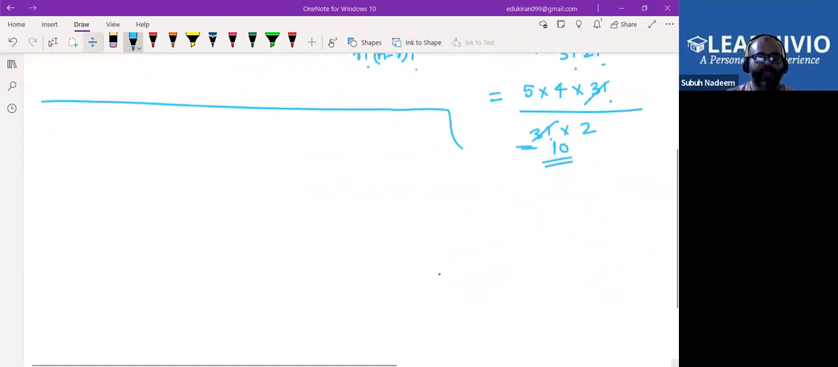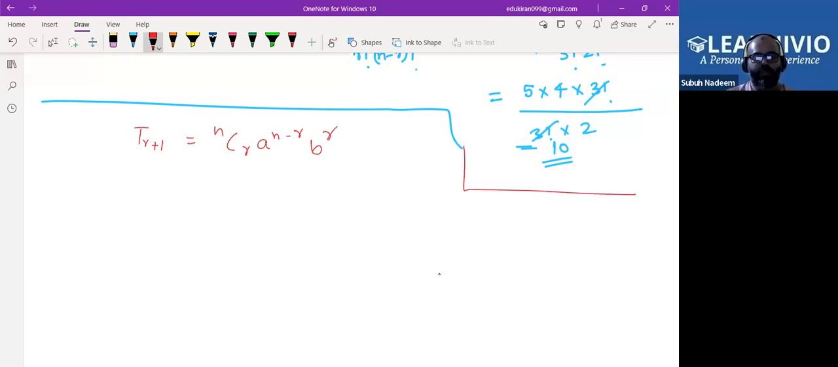So now we talk about the general term. If we see the general term here, which is the (r plus 1)th term, it is nCr a to the power n minus r b to the power r. This is the general term.